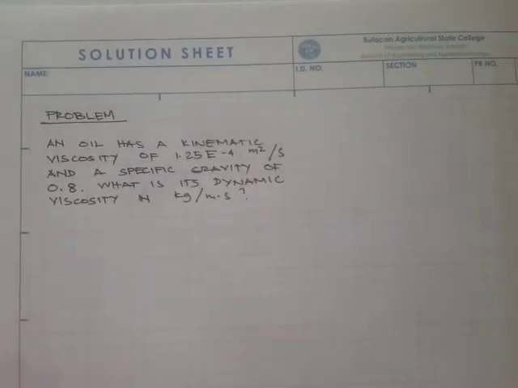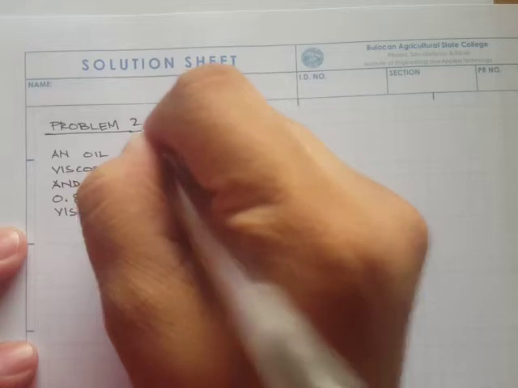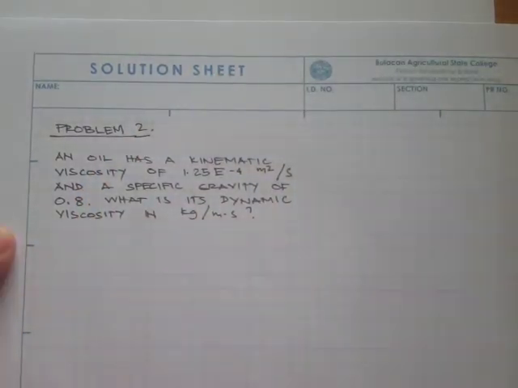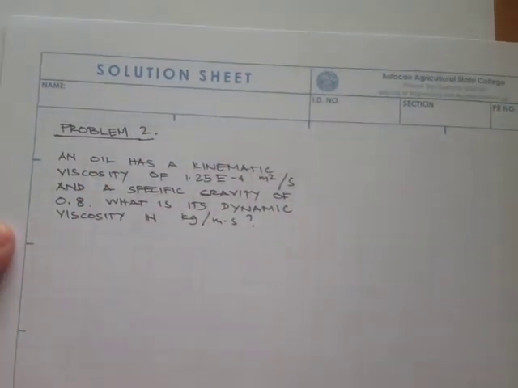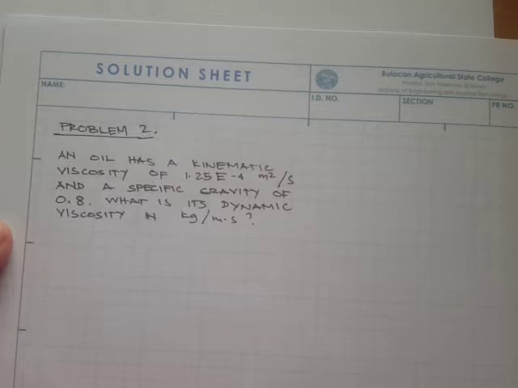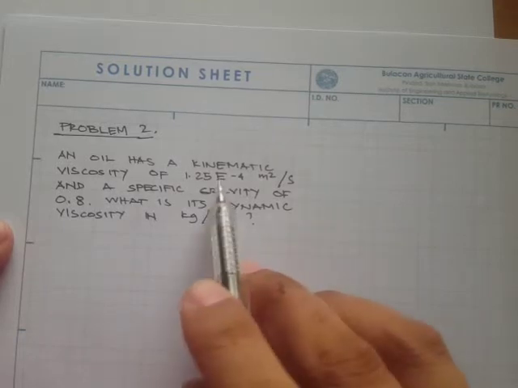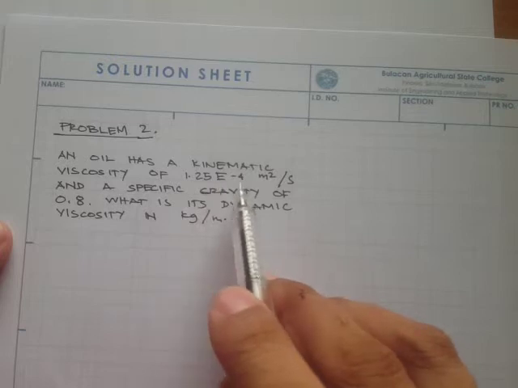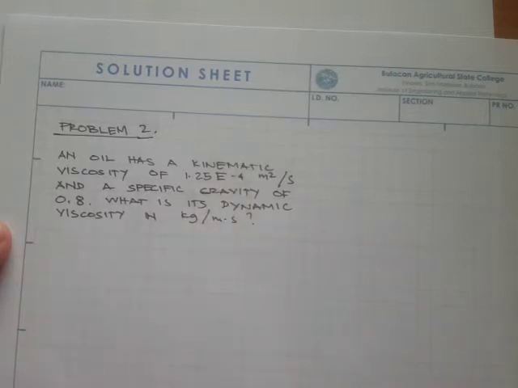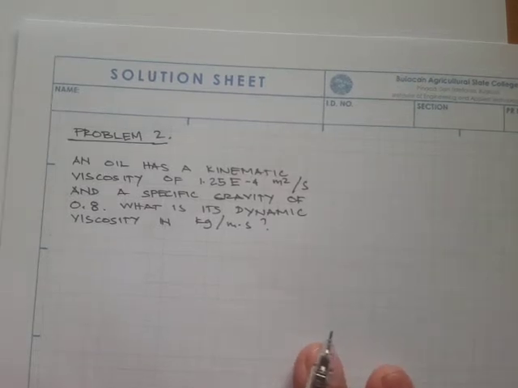Okay, another problem is with regard to viscosity. It says here an oil has a kinematic viscosity of 1.25 E, which means exponents, or times 10 to the negative 4 meters squared per second, and a specific gravity of 0.8. What is its dynamic viscosity in kilogram per meter seconds?